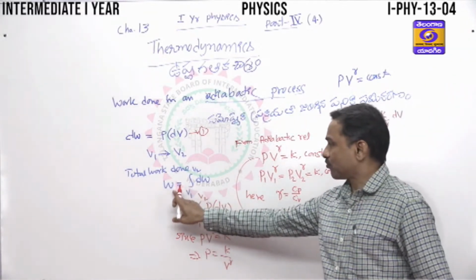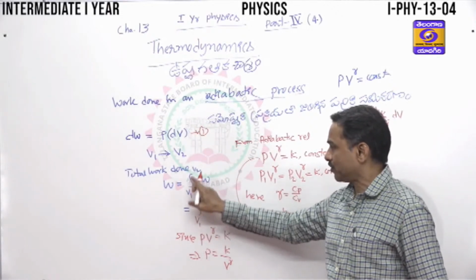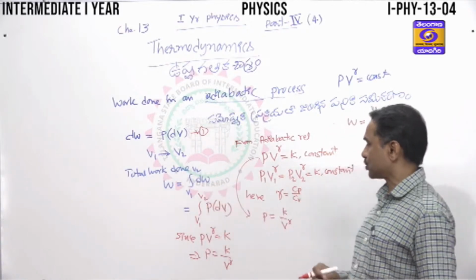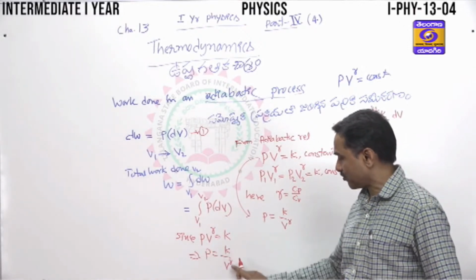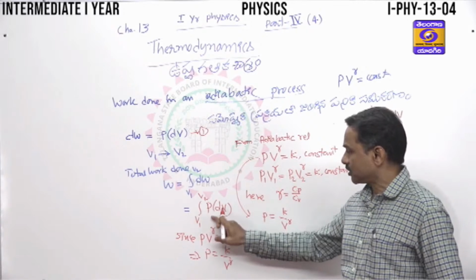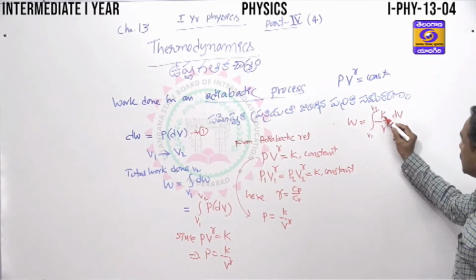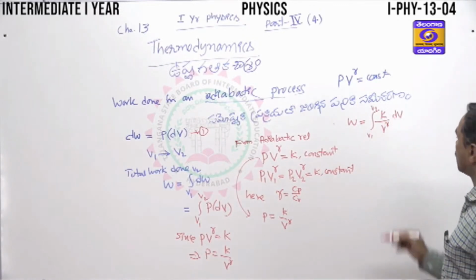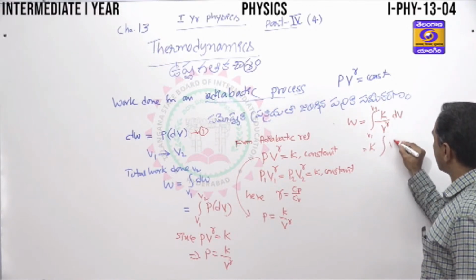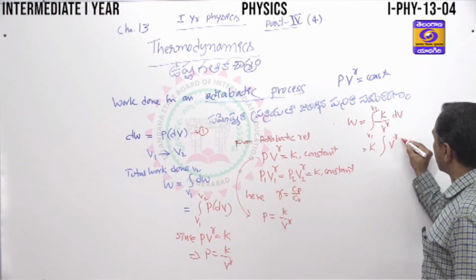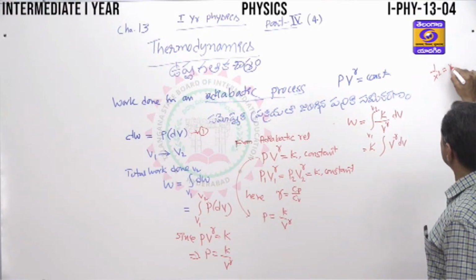So the total work done in an adiabatic process is obtained on integrating with appropriate limits, say V1 and V2. Here it is an adiabatic process, so the adiabatic equation gives P as K divided by V power of gamma. Now you just substitute the P value. K is a constant, so put it outside, and V power of gamma goes to the numerator as V power of minus gamma dV.